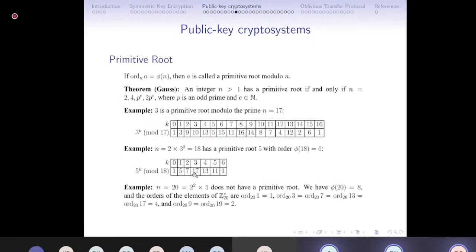Next one is primitive root. A number a is said to be a primitive root modulo n if the order of a is equal to the Euler-Totient function of n. For example, suppose n equals 17. The Euler-Totient function of n gives you 16, and 3 raised to the power 16 gives you 1. That means 3 is a primitive root.